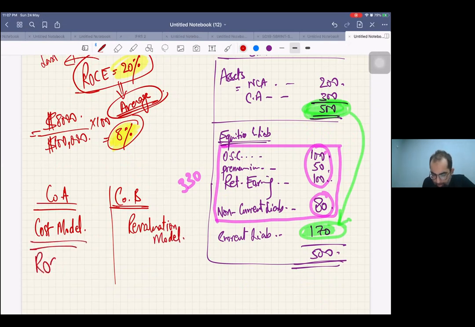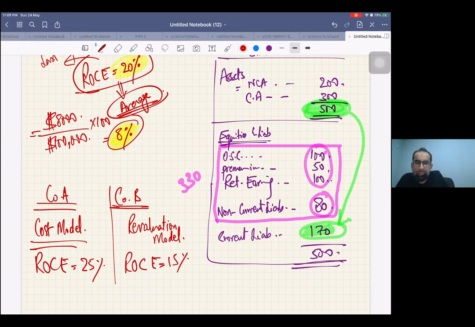The return on capital employed of company A is 25%. Company B's ROCE is just 15%. Now, let us say I'm the owner of company B and I have started criticizing my managers, saying your ROCE is only 15% and the competitor is earning 25%. Then my manager explained one simple thing to me. He said, sir, that's not our issue. That's the issue of your accounting policy. Sir, we are using the revaluation model.